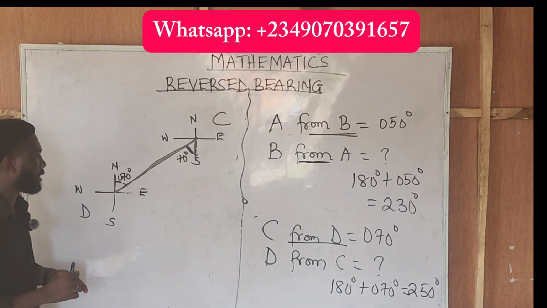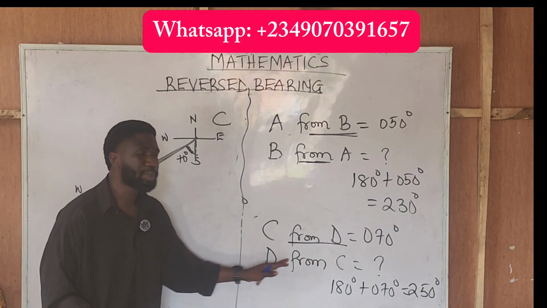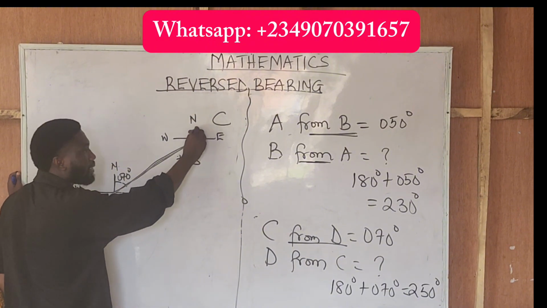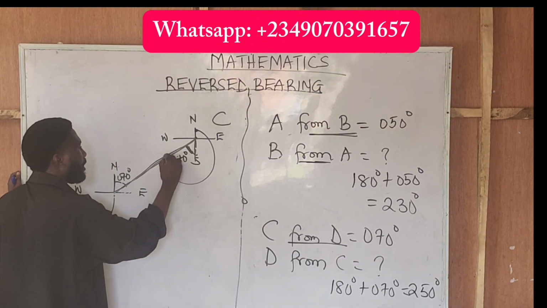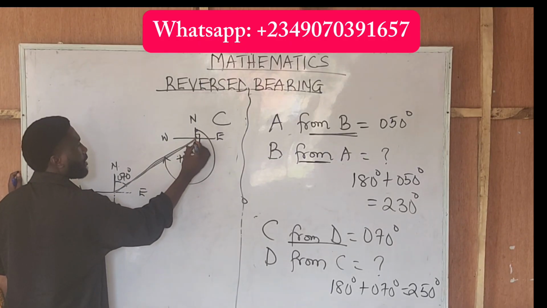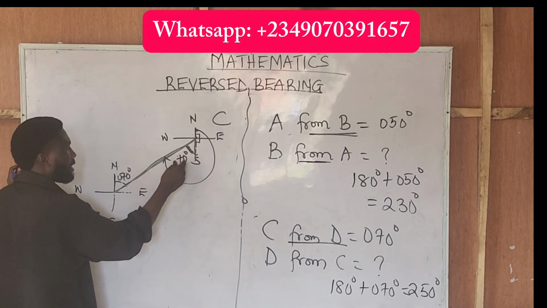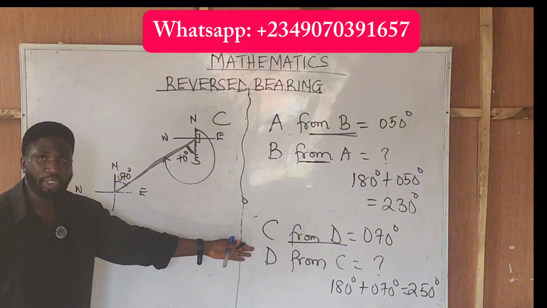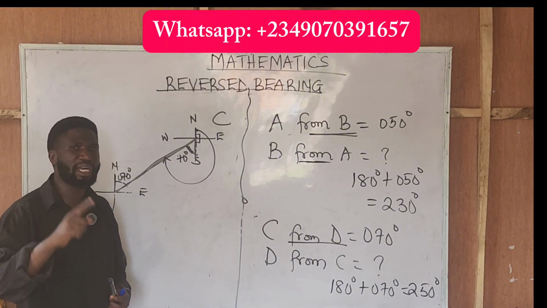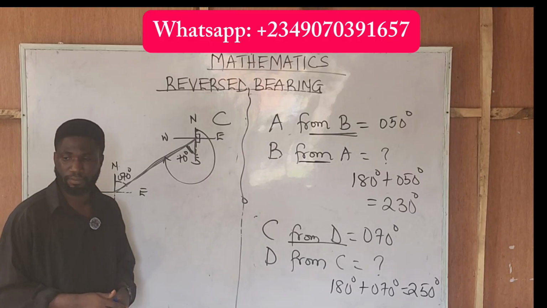So the question says, what is the bearing of D from C? From this point moving clockwise, that's from here to here. So here to here is 90. Here to here is also 90. That's 180. So 180 plus 70 degrees, that will give us 250 degrees. I hope you understand. So let me just add one more question regarding this.